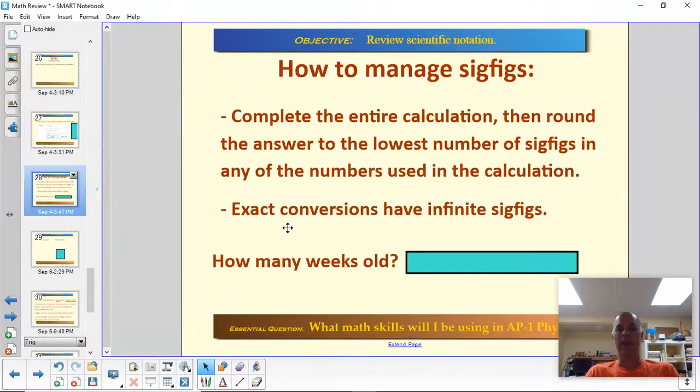Now, one caveat here. Exact conversions have infinite sig figs. So if you're converting feet to inches, there are 12 inches in a foot, and it is exactly 12 inches in a foot. 12.00000 inches by definition. So the 12 inches in a foot doesn't mean that now you're stuck with only two sig figs, because it's 12.000. There's an infinite number of sig figs there. So that's not going to restrict your answer. That conversion, you don't consider when you convert to sig figs.